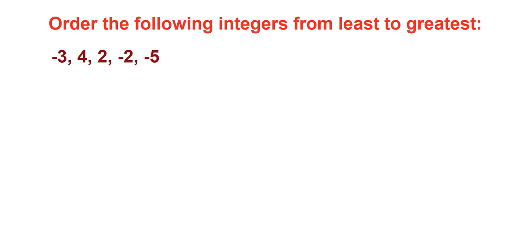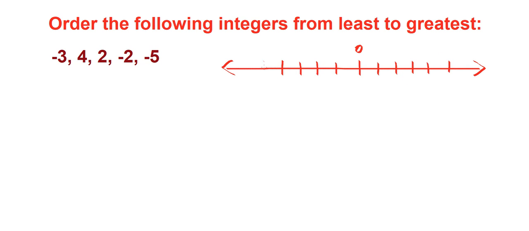Now this kind of problem does involve a bit of an understanding of number lines. So if I draw a number line here, just to help us, we'll start with 0 here, then 1, 2, 3, 4, 5 on this side, and on this side, 1, 2, 3, 4, 5. Okay, so here's how this works.